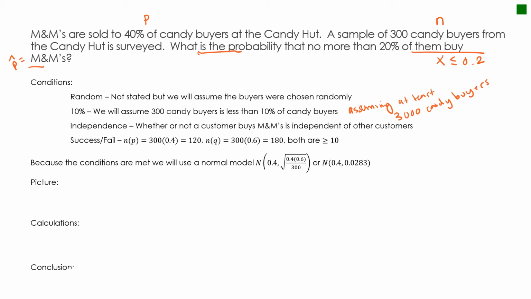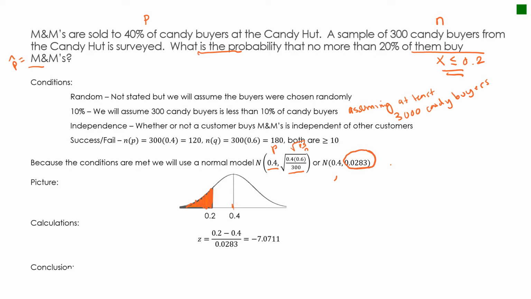Independence, whether or not a customer buys M&Ms is independent of other customers buying M&Ms. And success, fail, N times P, N times Q, they're both greater than or equal to 10. So because the conditions are met, my mean is going to be P. My standard deviation is going to be the square root of PQ over N. And so notice I've just separated those 2 values with a comma and then actually computed the 0.0283 for my standard deviation. For a picture, on this one it's completely optional, but I know I'm expecting 40%. I observed 20%, and I'm finding 20% or less because it says no more than. For my calculations, that's going to be my Z-score. So Z is observed of 0.2 minus expected of 0.4 over the standard deviation that I've already calculated.